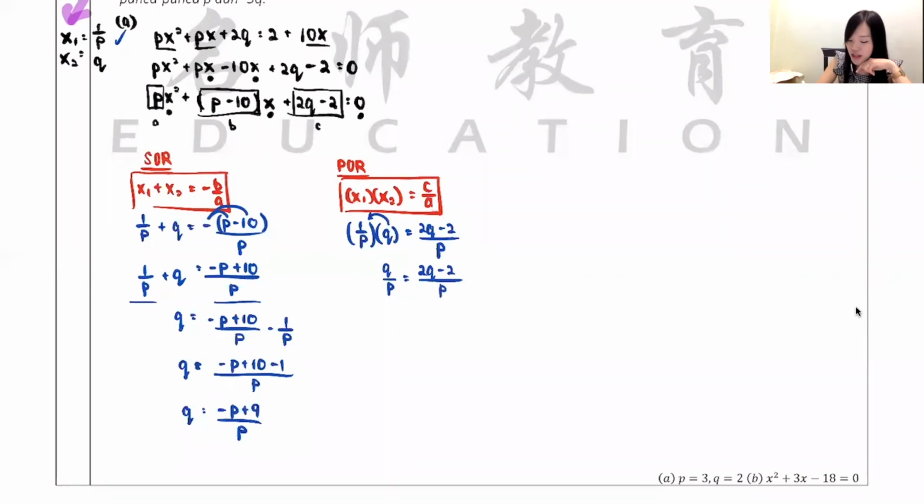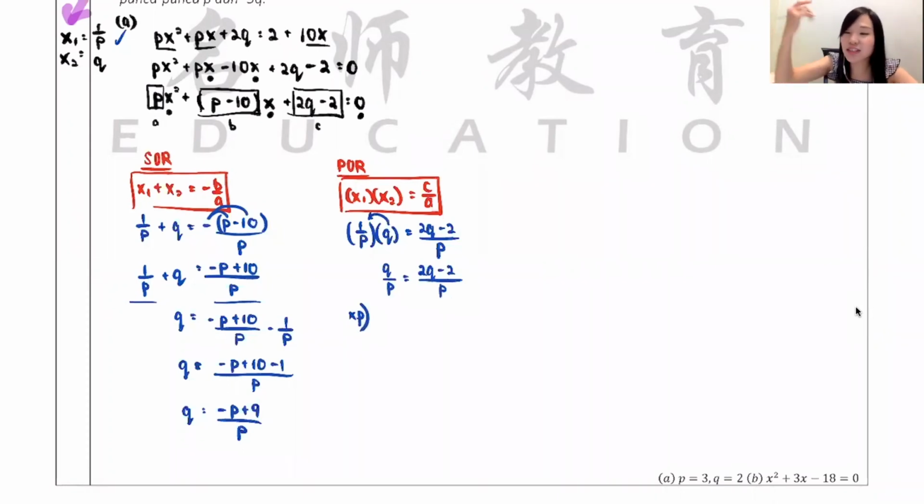Very good, Aaron. The fraction. I always don't like the fraction, my dear. So this one, always, as my students, if you don't like the denominator, how do you make the denominator disappear? Very good. You will times P. You will times everything by the denominator.